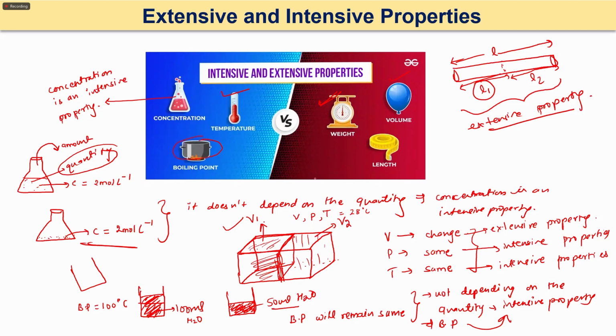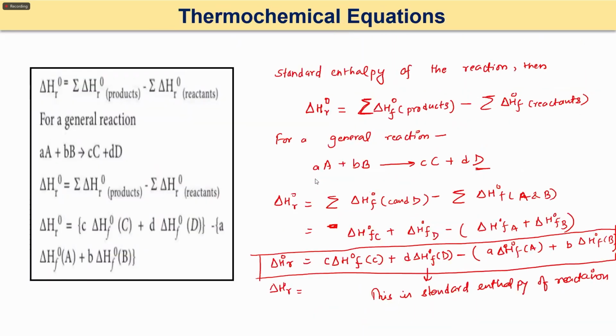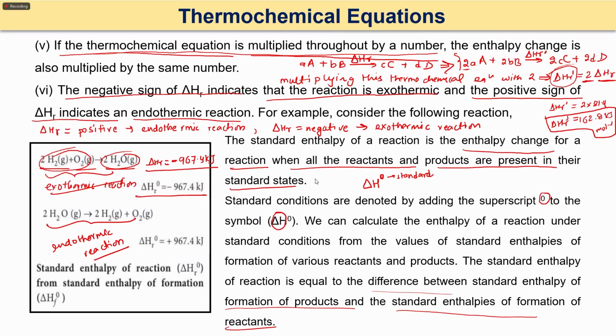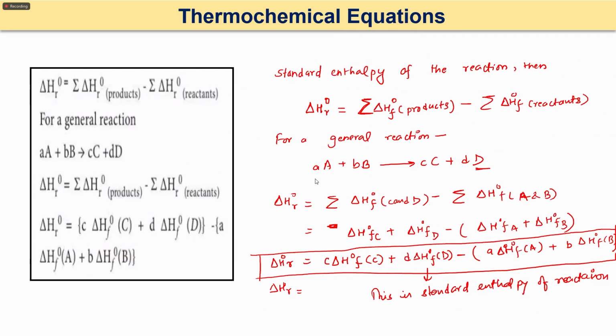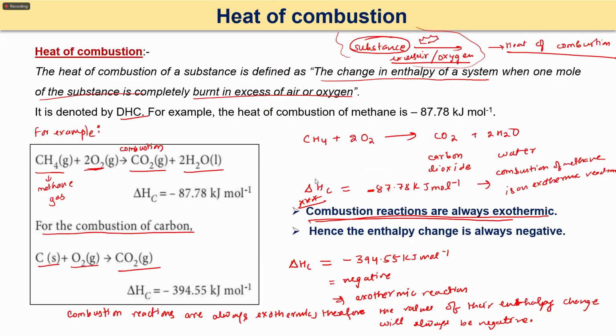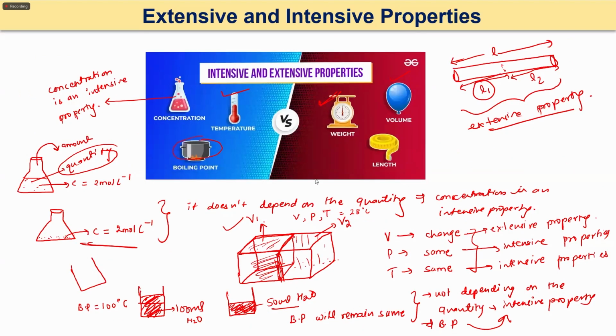So for today, this is it. In today's class, we read how a thermochemical equation is balanced and how we can calculate the standard enthalpy change for the reaction. Then we solved some problems, and then we read the heat of combustion, and finally the extensive and intensive properties, and the distinction between them.